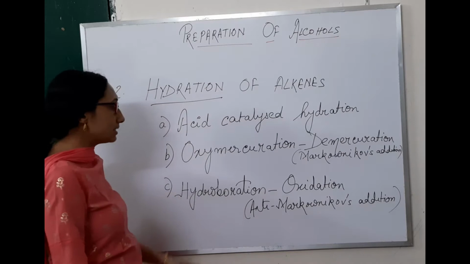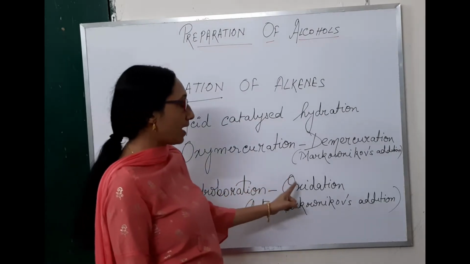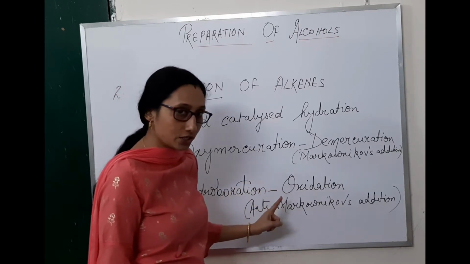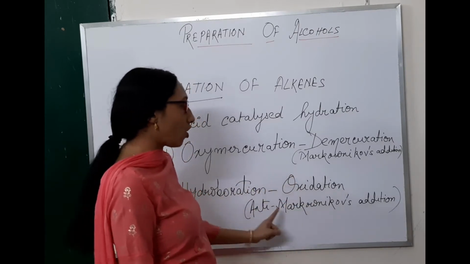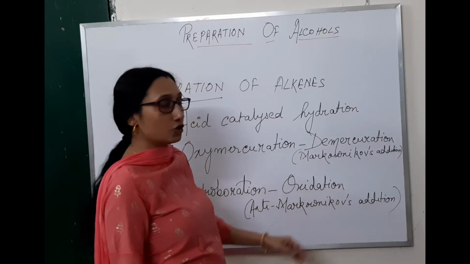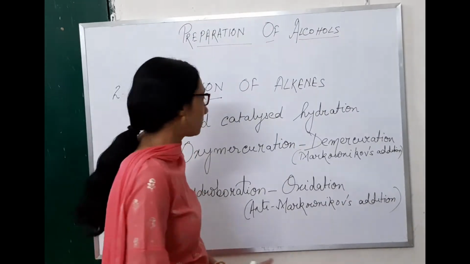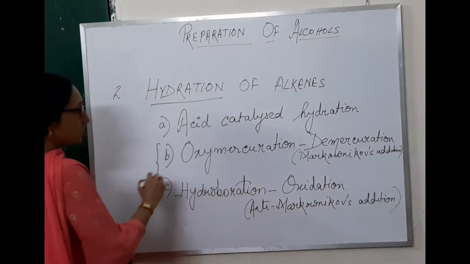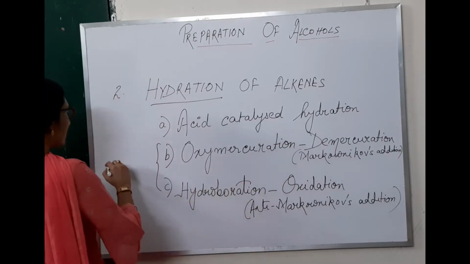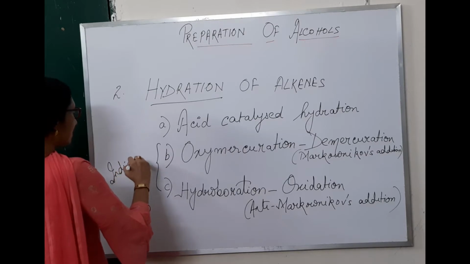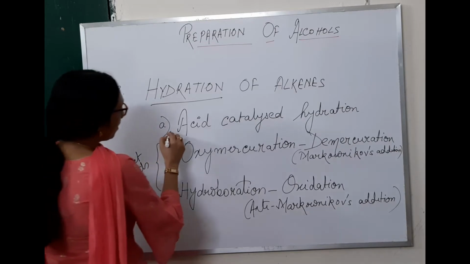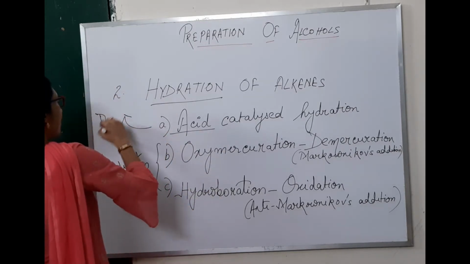The third one is hydroboration followed by oxidation. With the help of this method, we add water to an alkene according to anti-Markovnikov's rule. So this is anti-Markovnikov's addition of water. Now these two methods, that is oxymercuration, demercuration and hydroboration, oxidation, these are indirect methods of hydration. And the first one is the direct method.